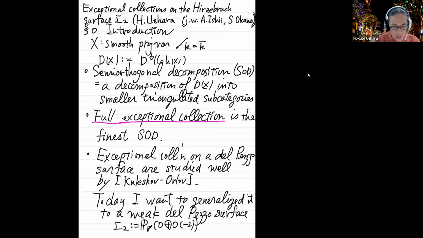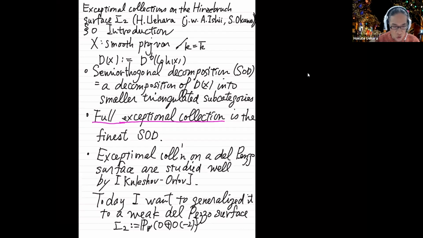Okay, so the title is Exceptional Collection on the Hirzebruch surface Sigma 2, Hirzebruch surface containing -2 curves. And this is joint work with Akira Ishii in Nagoya and Shinnosuke Okawa. Maybe Shinnosuke is here. And well, so let me start.